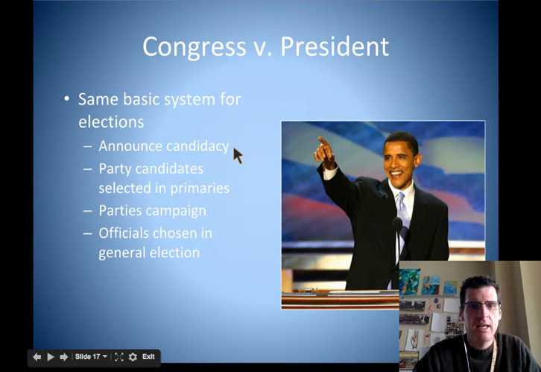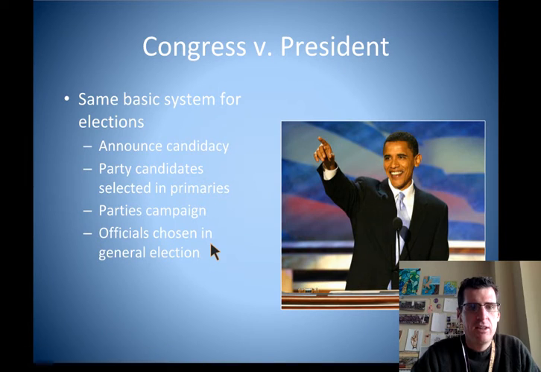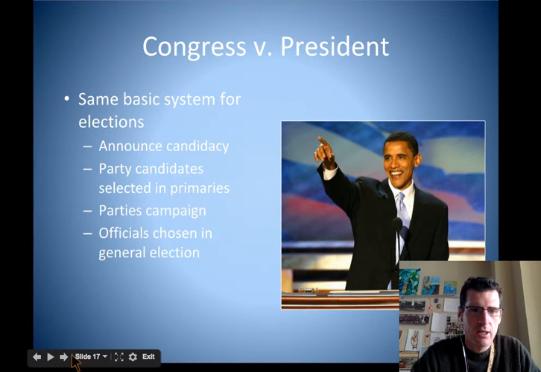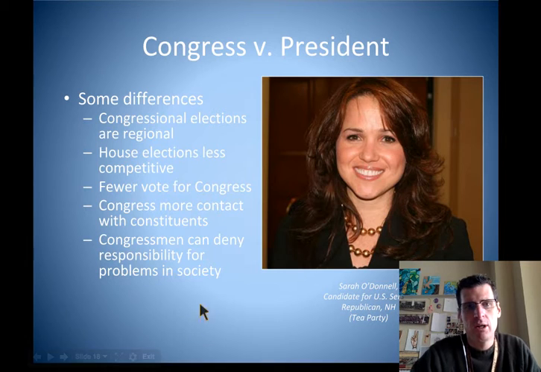A candidate announces their candidacy. The party candidates are selected in the primary system, where they go against one another. The parties campaign against one another, that being the Democrats and the Republicans, and then the officials are chosen in a general election. So Congress, president, that's the exact same. That's the exact same procedure. There are some differences, though, that go on.